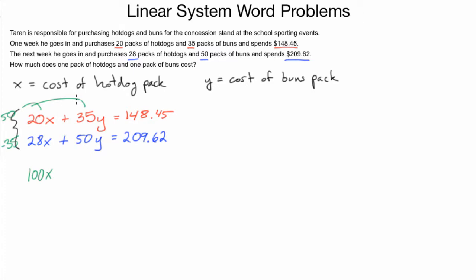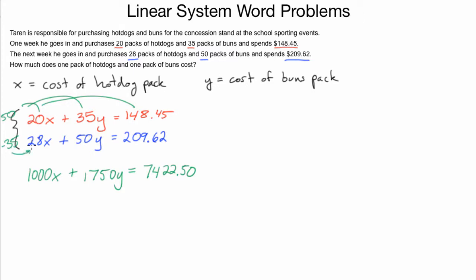50 times 35 is going to be... whoops, I made a mistake there. Let's go back. It's not 100x, it's 1000x. And then 50 times 35 is going to be 1750y, and then 50 times the 148.45 is $7,422.50.